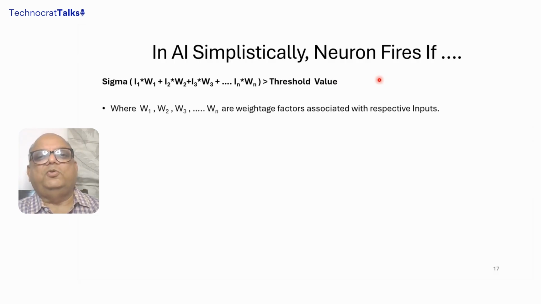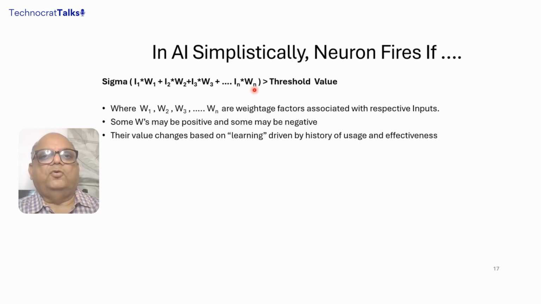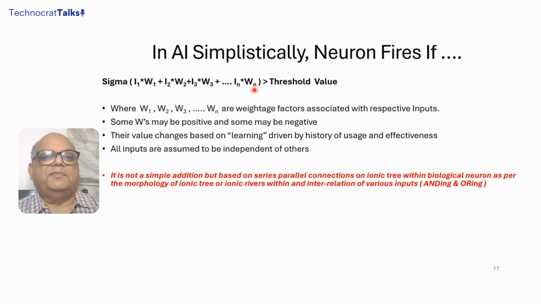So W1, W2, W3, Wn are weightage factors, and depending on history of success, you evolve the values of W1, W2, W3, Wn. Simple. Okay. So you transition the weightage factor depending on success rate. That is what will lead to AI, or the learning part. So the value changes based on learning are driven by the history of usage and their effectiveness. All inputs are assumed to be independent of others.